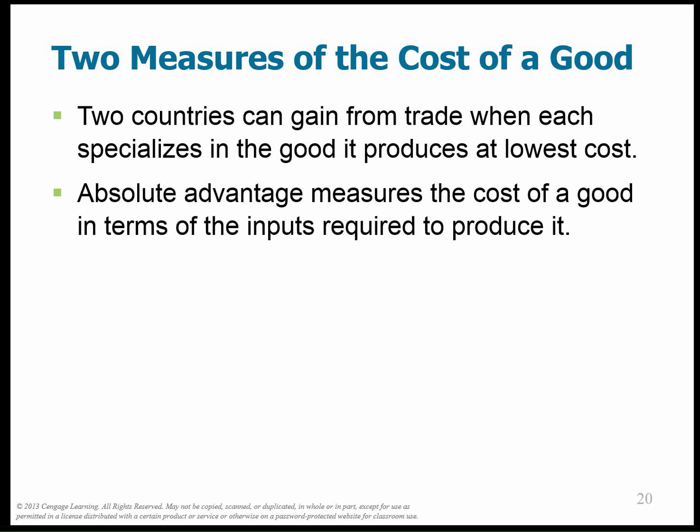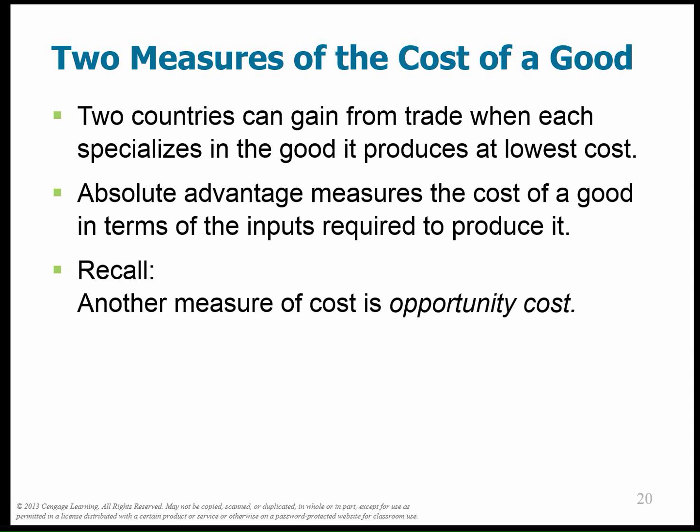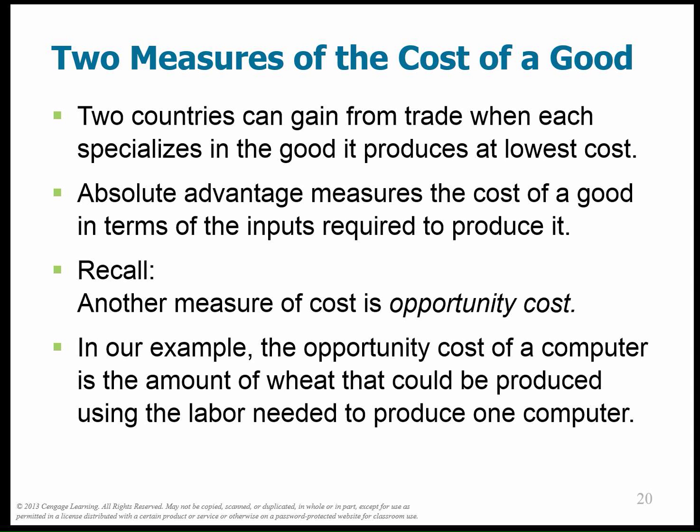I want you to start thinking about this thing called opportunity cost again. Remember, this is really important in economics. Opportunity cost: how much does it cost to make a computer in terms of how much of the other good you have to give up? Remember, I told you last chapter, chapter 2, that the cost of a computer, we don't measure it in dollars, we measure it in tons of wheat, because those are the only two goods produced in that society.